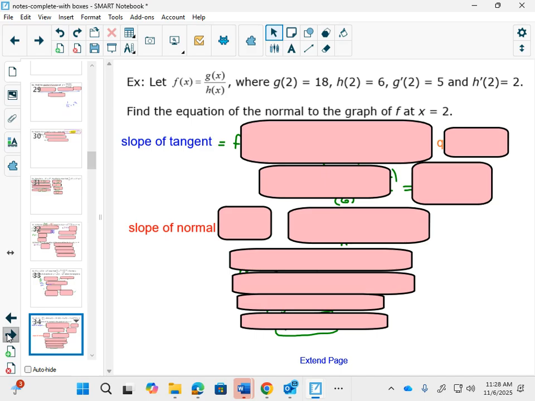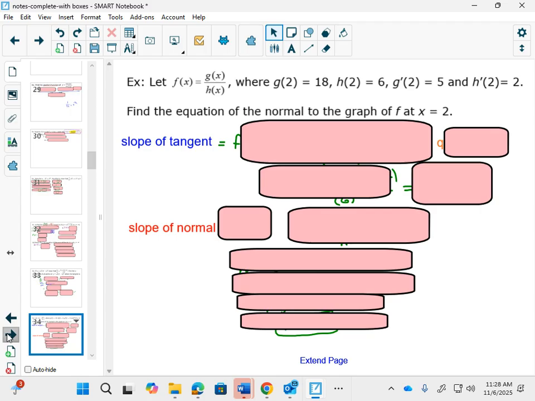Let f of x equal g of x over h of x, and they give us a bunch of individual pieces of information. We know g of 2, we know h of 2, we know g prime of 2, and we know h prime of 2. And we want to find the equation of the normal to the graph at x equals 2.